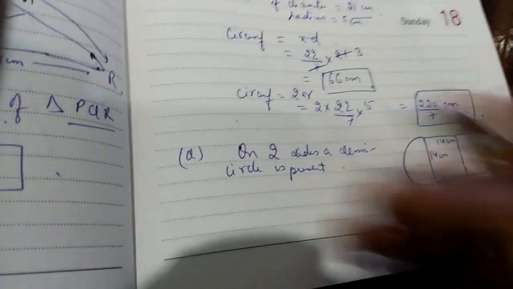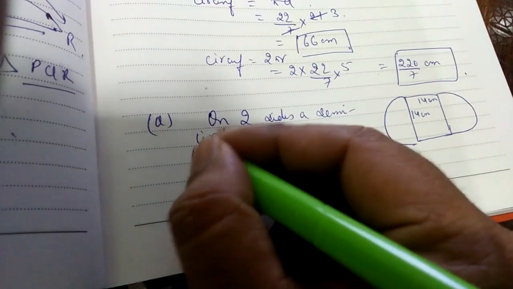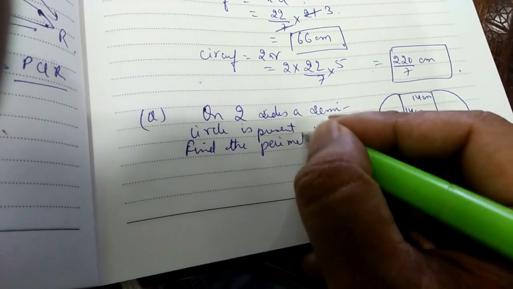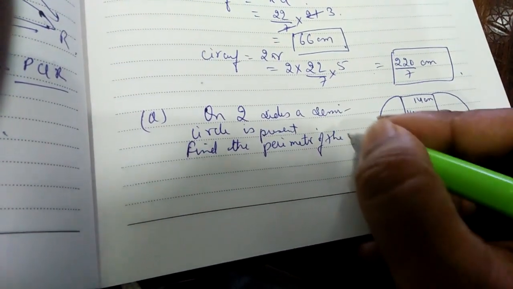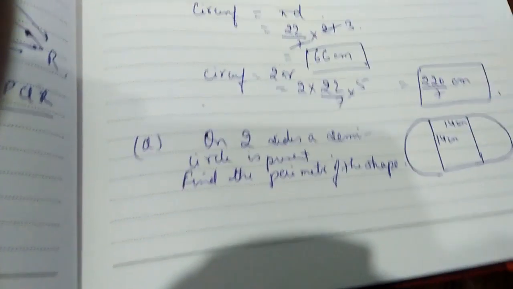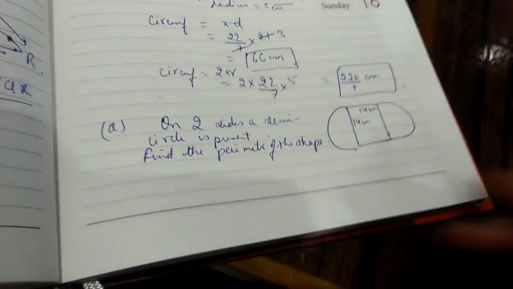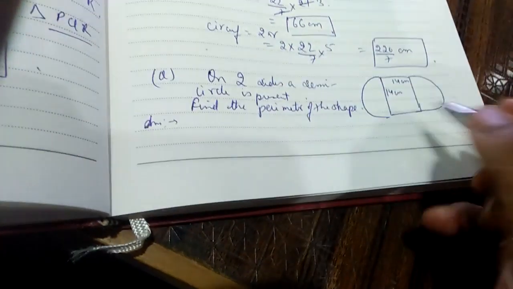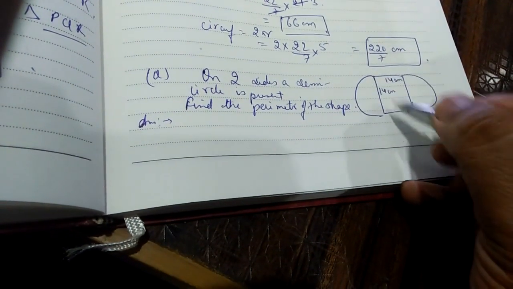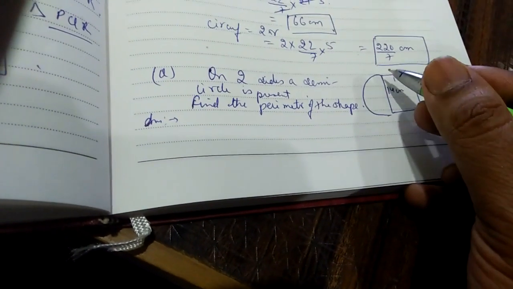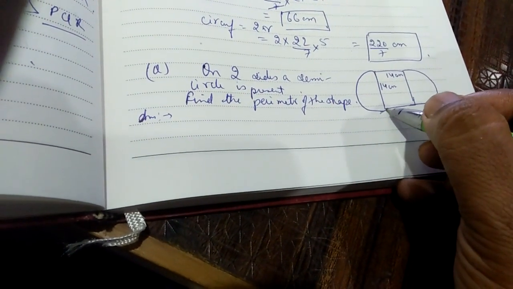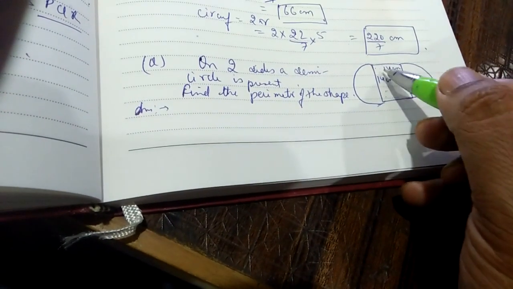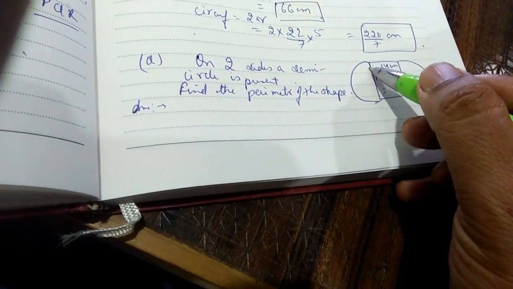Find the perimeter of the shape. Okay, so the answer is going to be: this becomes the diameter of the semicircle. All right, 14 centimeters. In order to understand what this figure is, this particular line will become the diameter of the circle. All right, we are taking a semicircle, that means half the circumference.